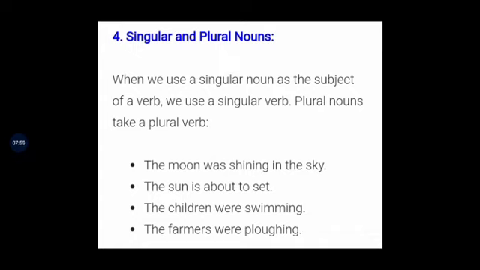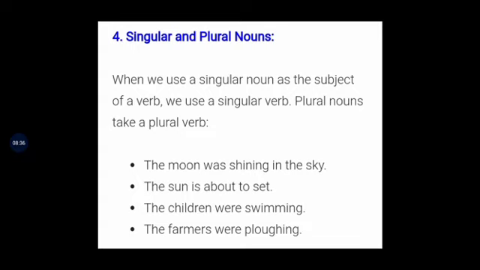The moon was shining in the sky. So here the moon is the noun, singular noun or plural noun? It is a singular noun. So a singular noun takes the singular form of the verb, a plural noun takes the plural form of the verb. The moon is a singular noun, that's why we have taken was shining in the sky. The sun is about to set. So here the sun is the subject and it is a singular noun. So we need to take is about to set. The sun is about to set.